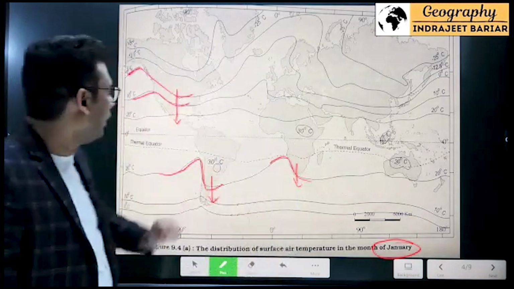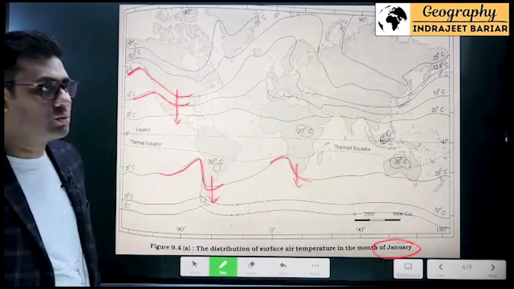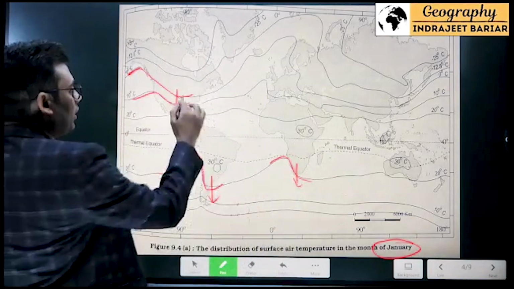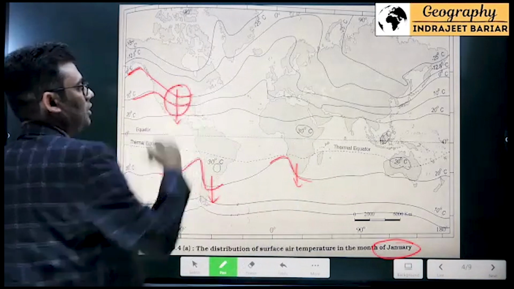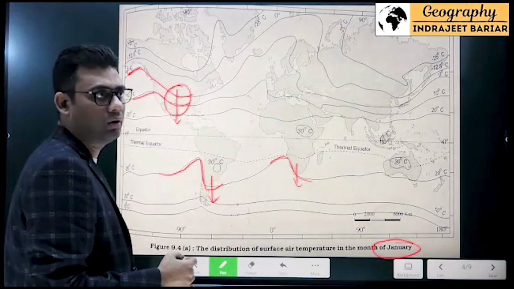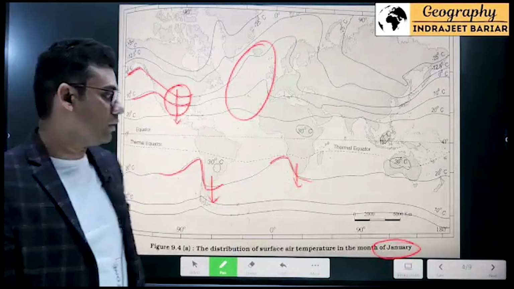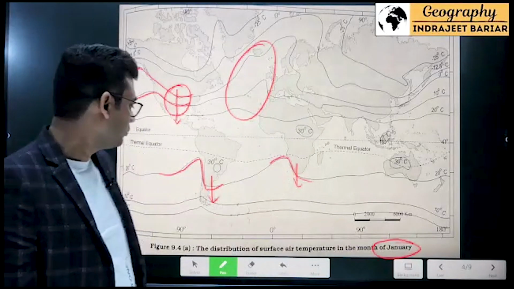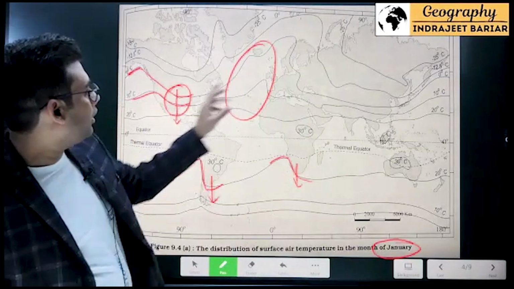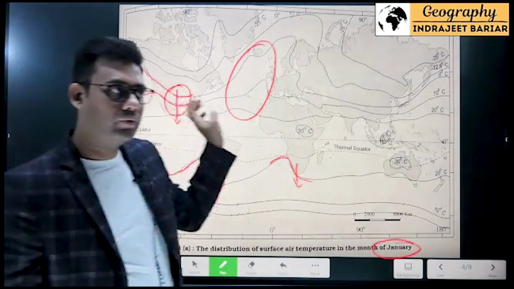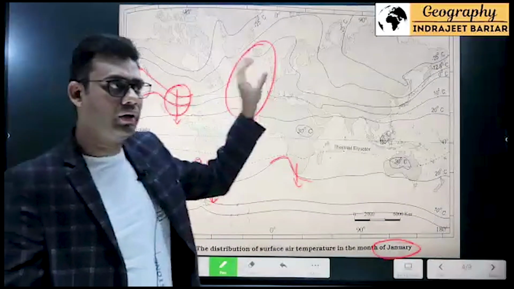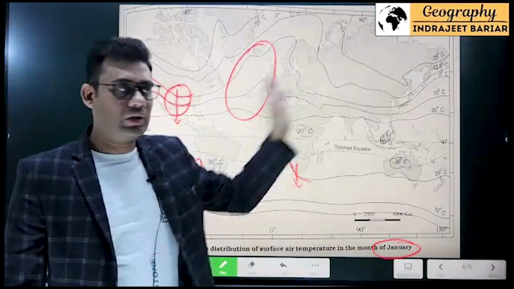Second aspect, that is the spacing. Spacing between the isotherms, again check. Here over the land, can I see the isotherms to be crowded? And the same three isotherms over here have spread like this. So I can see very clearly over the land it is crowded, closely spaced, whereas over the water it is widely spaced. So that's the difference over here.